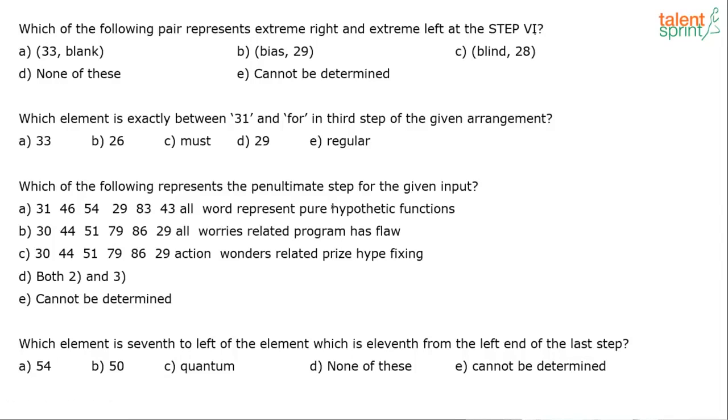What do you mean by penultimate? Penultimate is the last but one. One step before the ultimate step, last but one step. So if there are 7 steps, the penultimate step will be the 6th step. If there are 37 steps, the penultimate step will be 36th step. If there are 14 steps, the penultimate step will be the 13th step.